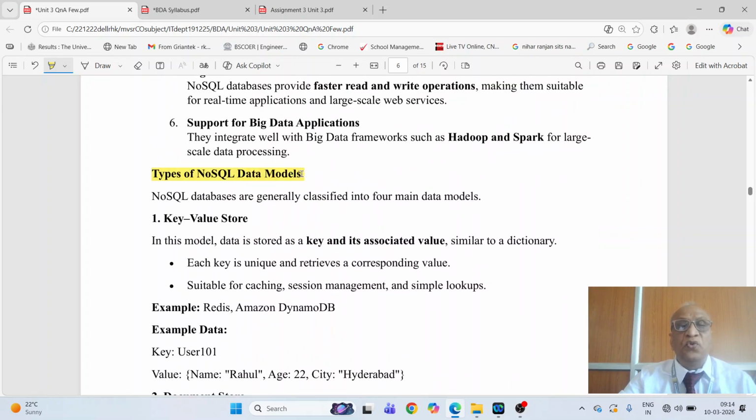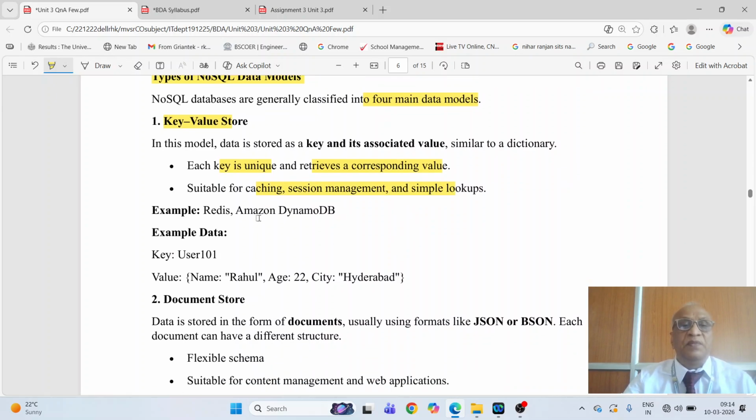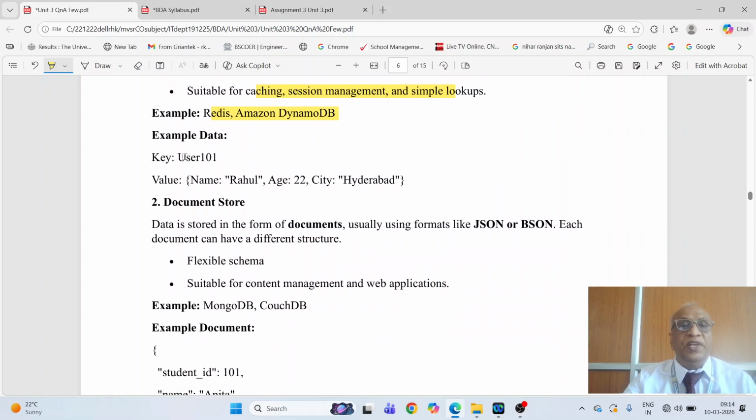Coming to types of NoSQL data models, there are four data models. One is key value store. Here each key is unique and retrieves a corresponding value. They are suitable for caching, session management, simple resources. Examples can be Redis, Amazon DynamoDB. So here the key is ID and values are this.